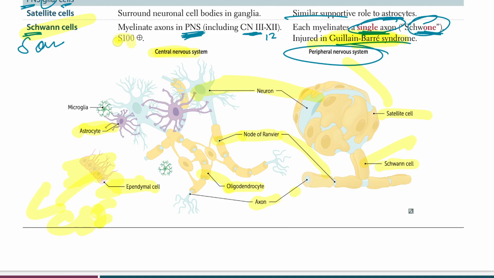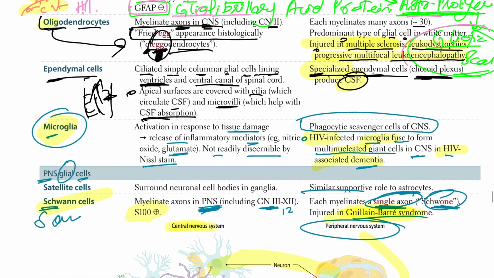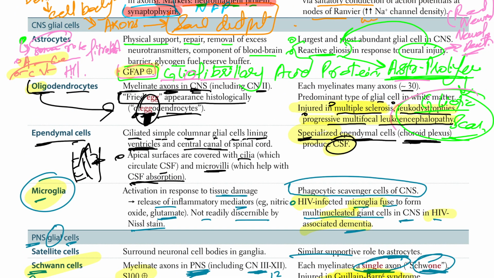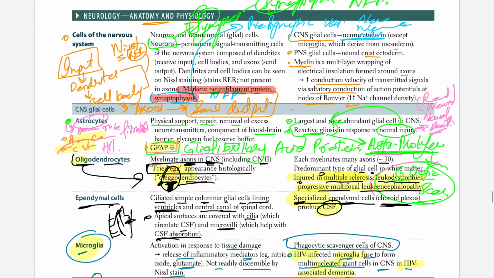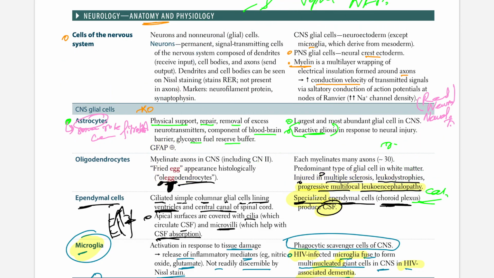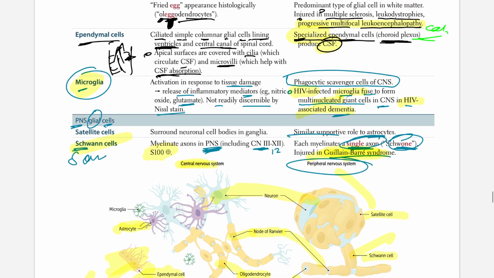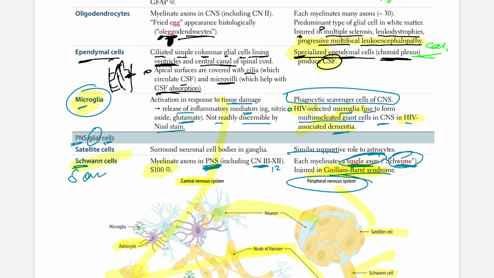Schwann cells are S100 positive. Astrocytes will be GFAP positive. Fried egg appearance will be the oligodendrocytes. Okay, and that is all we have for these things. Let's just erase all of this and recall just the four markers and move on with the next one.